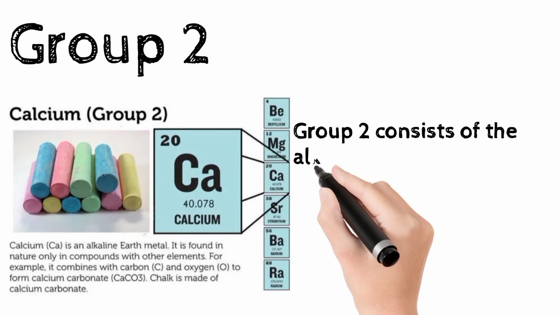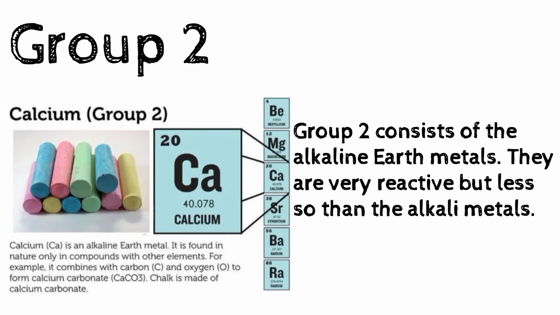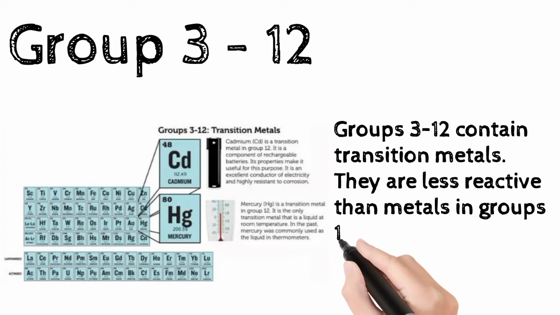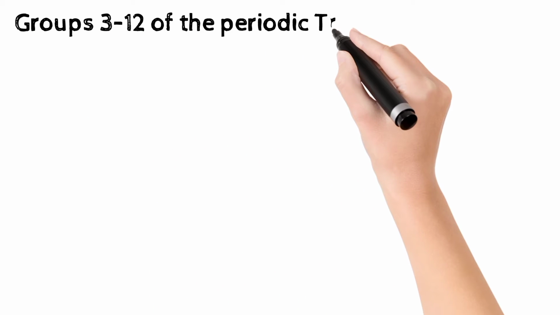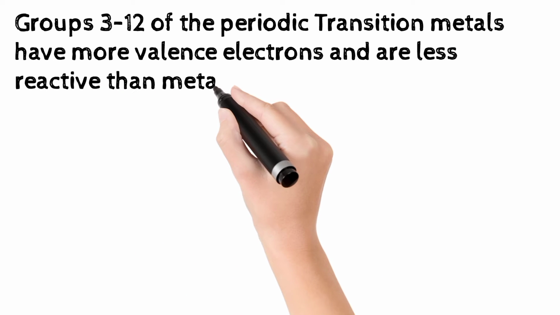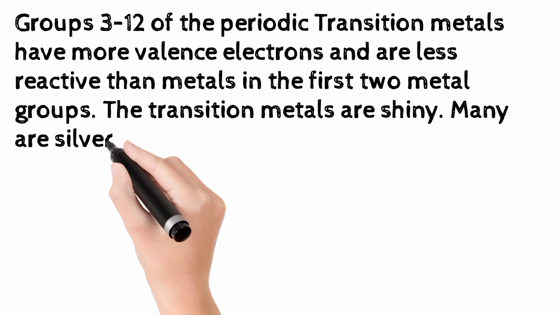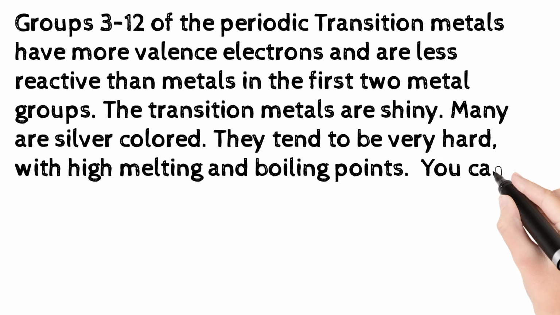Group 2 consists of the alkaline earth metals. They are very reactive but less so than the alkali metals. Groups 3 to 12 contain transition metals. They are less reactive than metals in groups 1 and 2. Groups 3 to 12 of the periodic table, the transition metals, have more valence electrons and are less reactive than metals in the first two metal groups. The transition metals are shiny. Many are silver-colored. They tend to be very hard, with high melting and boiling points.